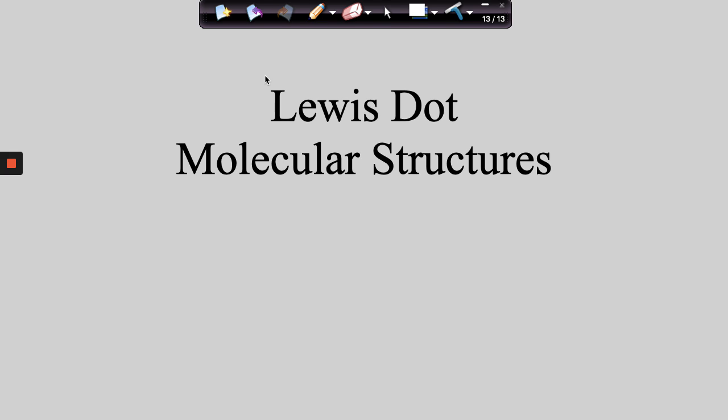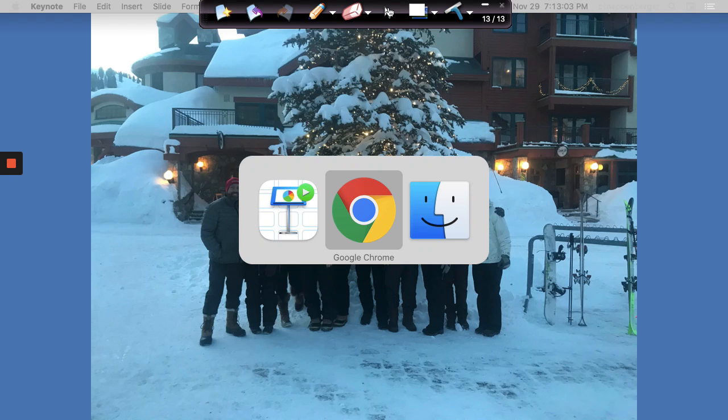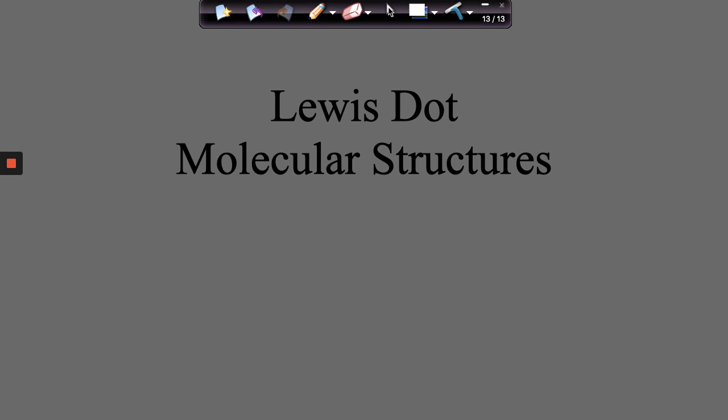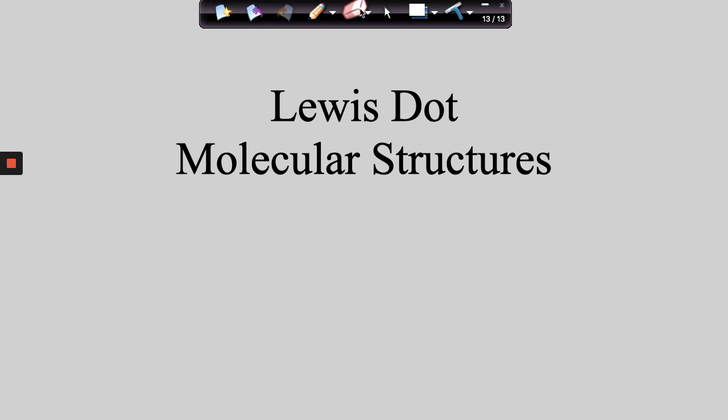The topic for your notes today is Lewis dot molecular structures. If you're interested in dating your notes, I'll leave that up to you because I'm not exactly sure when you're watching this. But what we're going to do is build on the ideas that you learned in the previous unit about how to draw Lewis dot structures, and we're going to be drawing these Lewis dot structures for molecules rather than atoms.